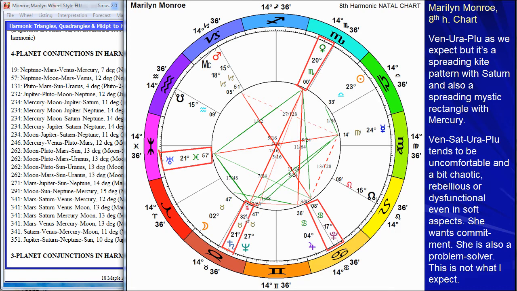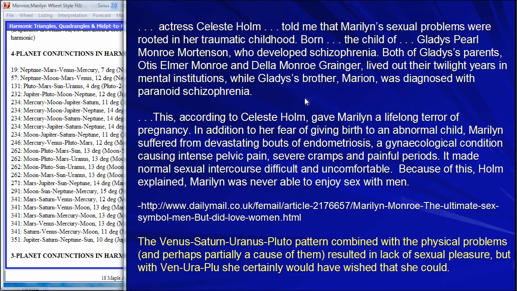Again, we have Saturn, Uranus, Pluto. Whenever you get Saturn, Uranus, Pluto, things are a little bit chaotic, rebellious, or even dysfunctional. But she does want commitment. She's a problem solver. This is all very surprising. There's some disturbance going on. She's supposed to be just a beautiful, sexy, glamour girl. What's this disturbance? What's this commitment going on? Something is exciting, but needs to be reformulated.